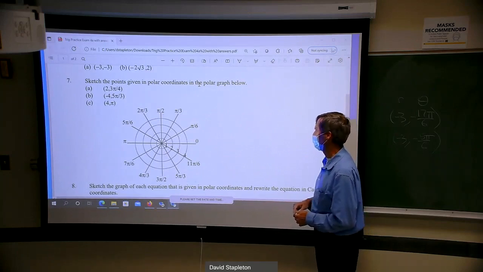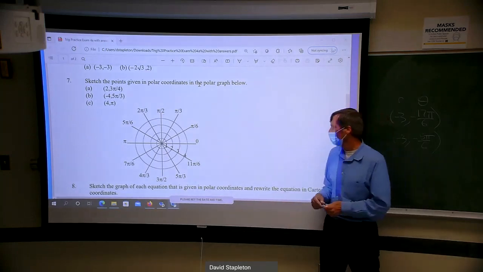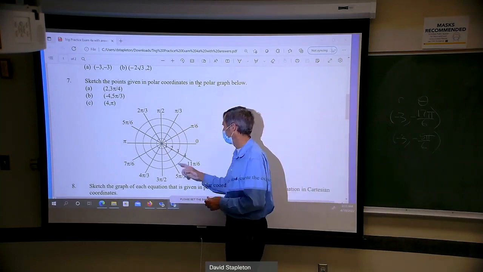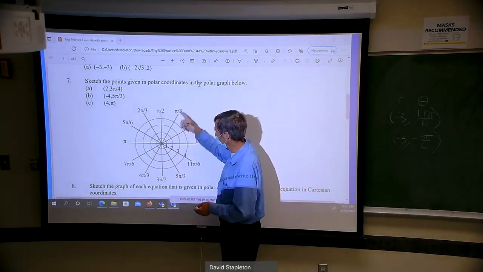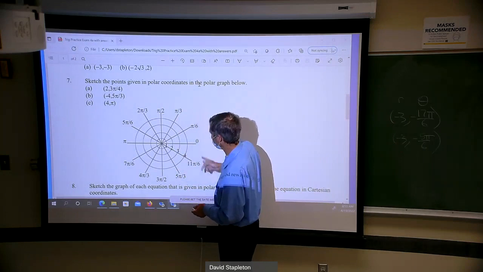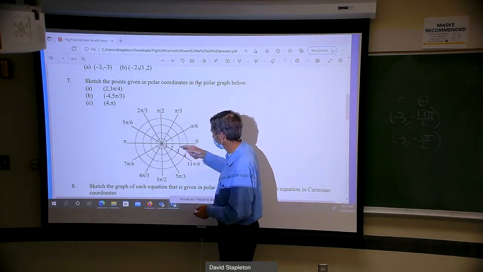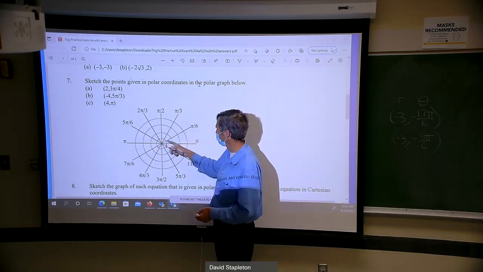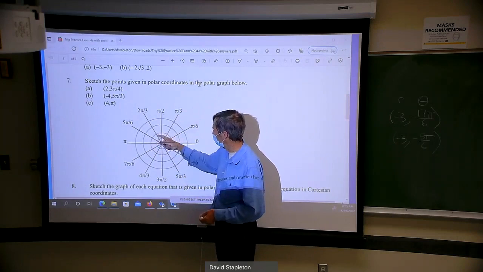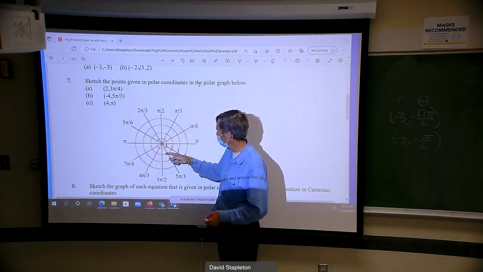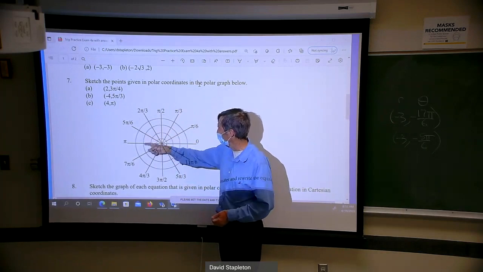So I want you to be able to plot any points that are in the polar graph paper. This is just like rectangular graph paper. You have lines of constant x, right? Vertical lines, x equals 1, x equals 2, x equals 3. And horizontal lines, y equals 1, y equals 2, y equals 3. Similar here, it's r equals 1, r equals 2. Here's all the points in the plane where r is equal to 2. Here's all points where r equals 3.